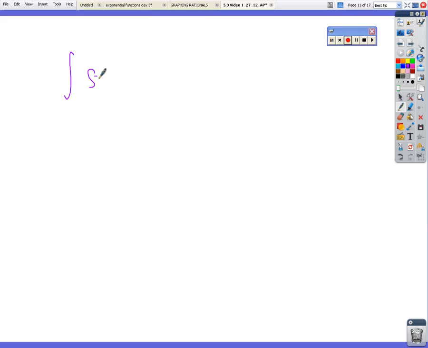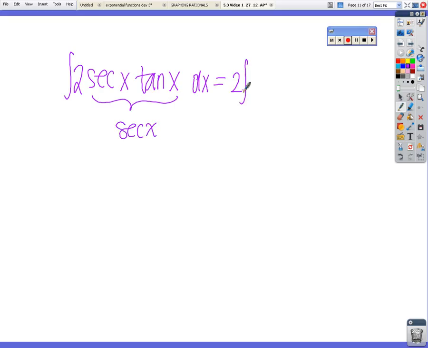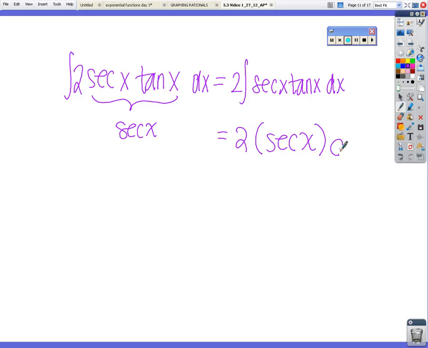The integral of secant x tan x, and let's even put a 2 in front of it, dx. Well, you should be able to recognize that that is secant's derivative. And the 2 we can pull out, so let's get rid of the 2, rewrite the problem, and then you should be able to figure out that the integral of secant x tan x is secant x. Therefore, here's your answer.